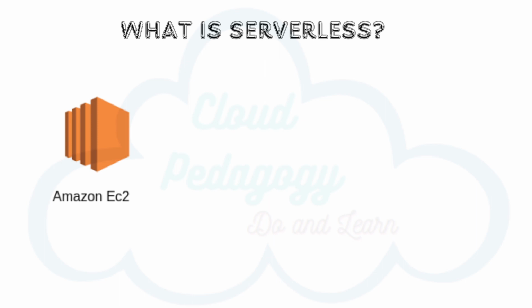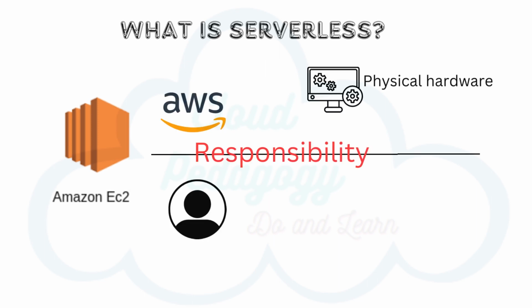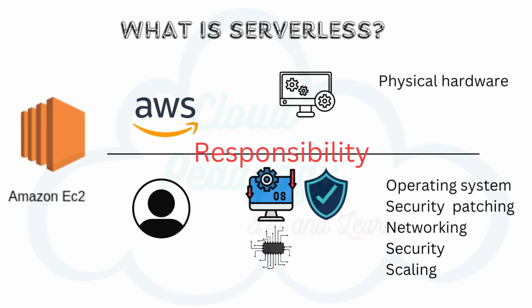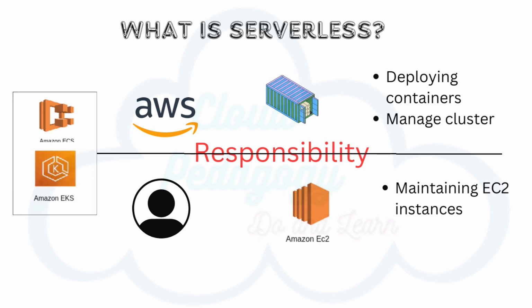If you run your code on Amazon EC2, AWS is responsible for the physical hardware and you are responsible for the logical controls such as operating system, security and patching, networking, security and scaling. On the other side, if you run your code in containers on Amazon ECS or Amazon EKS, AWS is responsible for more of the container management such as deploying containers across EC2 instances and managing the container cluster. However, when running ECS and EKS on EC2, you are still responsible for maintaining the underlying EC2 instances.